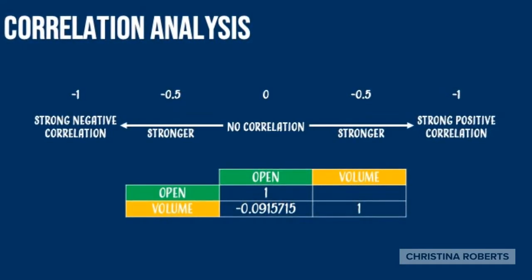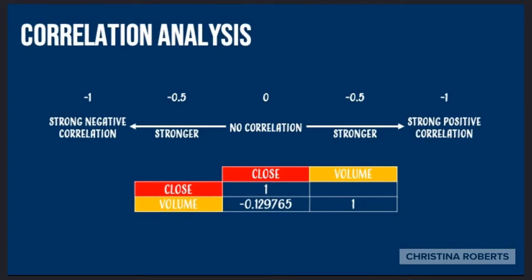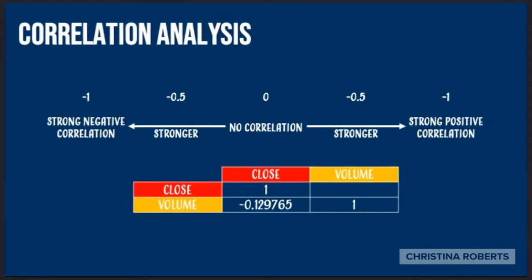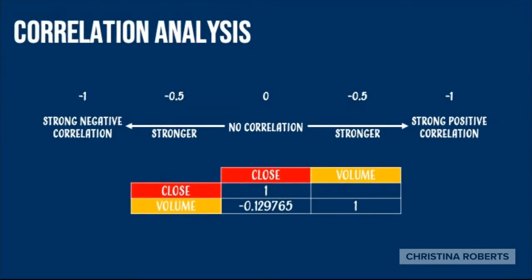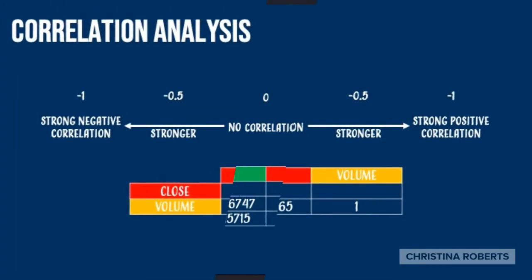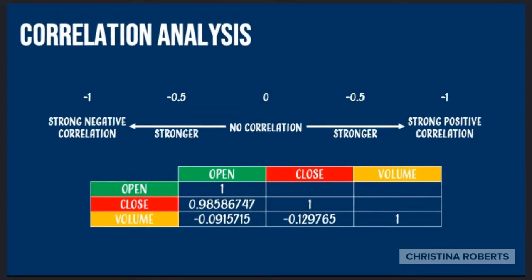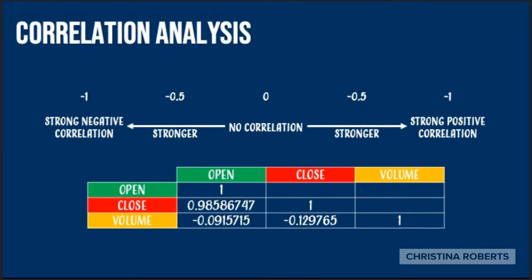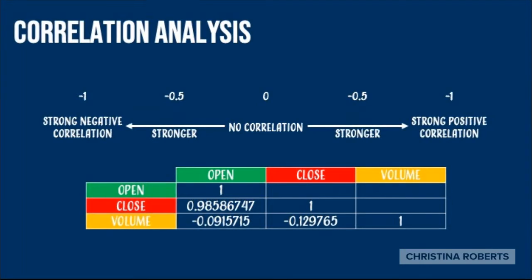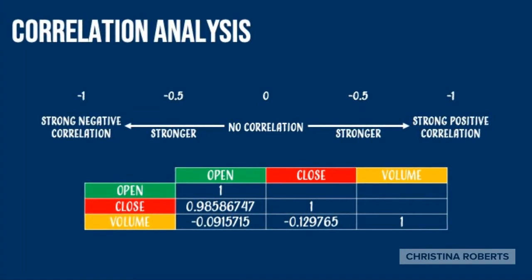-0.091, which is considered a small effect. In addition, the closing cost is correlated with lower overall volume score of -0.13, which is also considered a small effect. Overall, I concluded that based on the correlation analysis, both the opening and closing cost is correlated with lower overall volume score, which is considered a small effect.